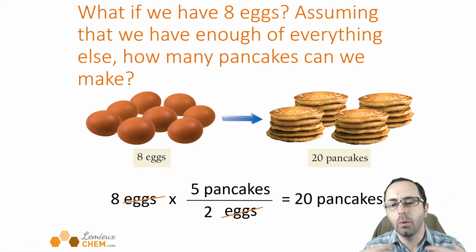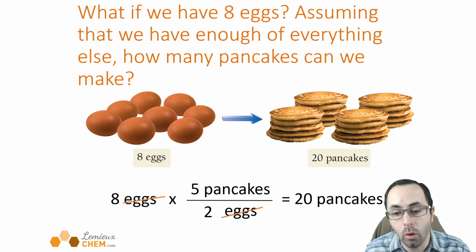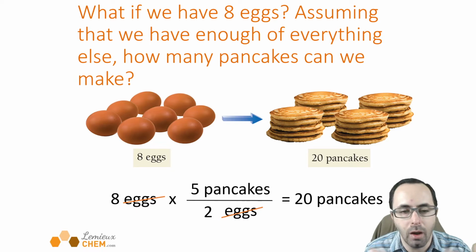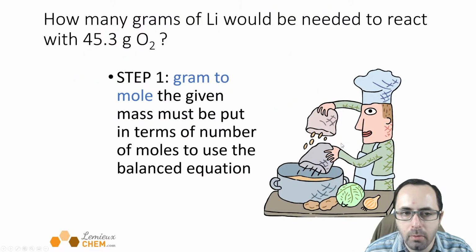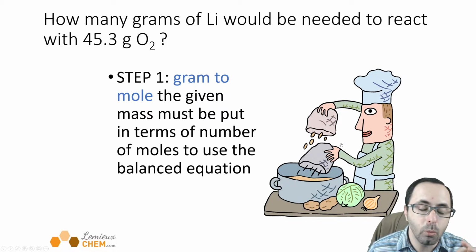And just like we did for this recipe here, we can do the same thing in chemistry. We can figure out, depending on how much stuff we start with, how much product we can make. Or likewise, if we wanted to make 20 pancakes, we could go back and figure out how many eggs that would take as well. And so now we're going to do the same thing, but we're going to do it with chemicals.